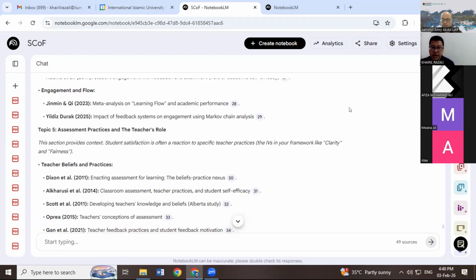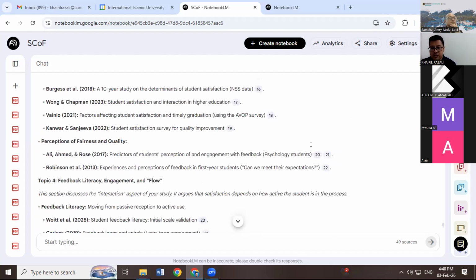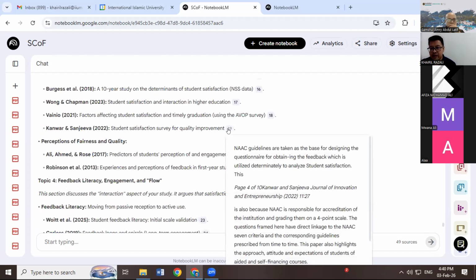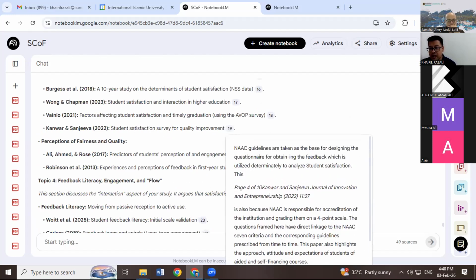You can take a look at what is being given. And remember, again, whatever response they give will be based on the papers that you have uploaded. You can take a look at this one. Here I give you number 19. So this is exactly where it gets the idea. Again, this is not something that the AI makes up.